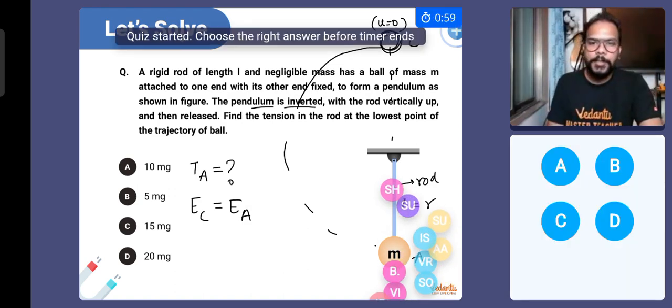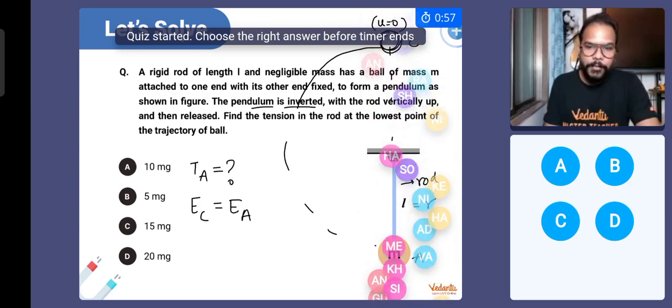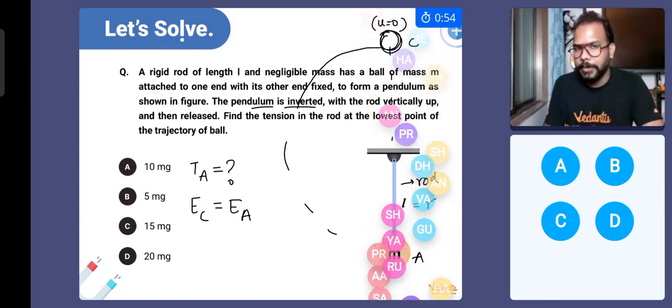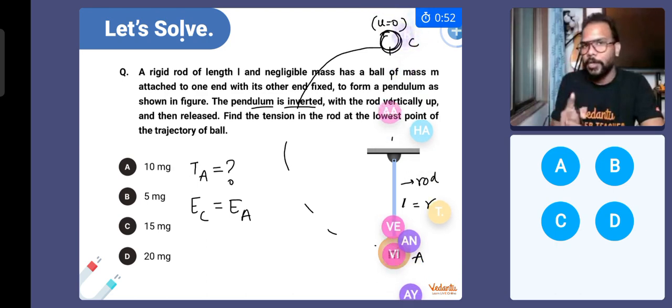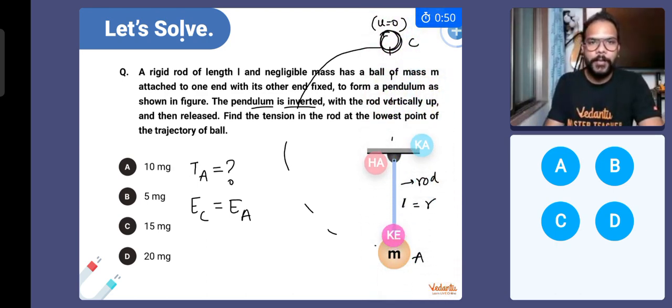Come on, people. Initial velocity at C has to be taken as 0, and at B you will have to talk about the velocity. You will have to use the law of conservation of energy. And at A you will have to find out the tension by using the equation of centripetal force. You will have to write the centripetal force equation at A.